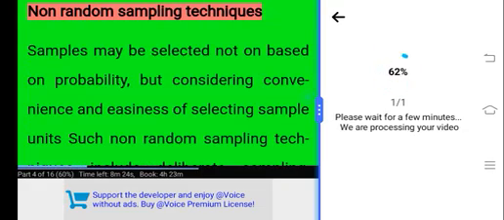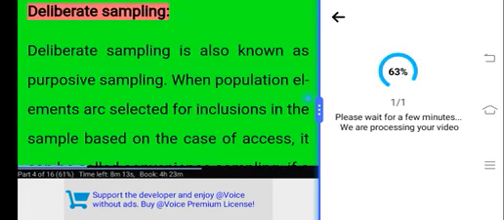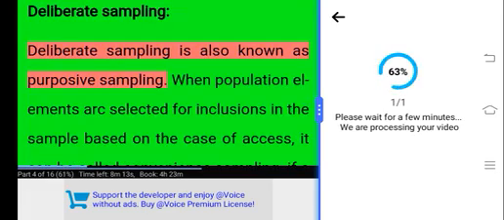Non-random sampling techniques. Samples may be selected not based on probability, but considering convenience and ease of selecting sample units. Such non-random sampling techniques include deliberate sampling, judgment sampling, convenience sampling, quota sampling, etc. Deliberate sampling. Deliberate sampling is also known as purposive sampling.